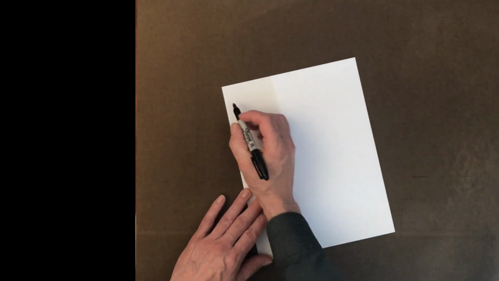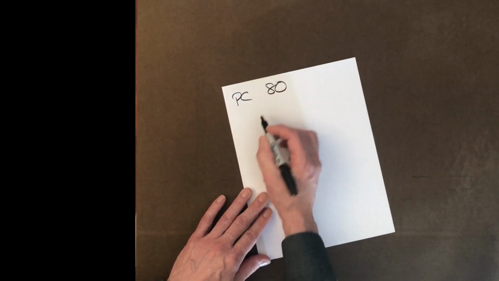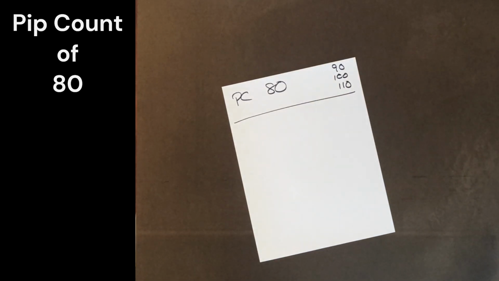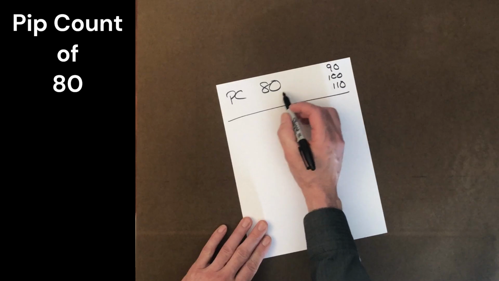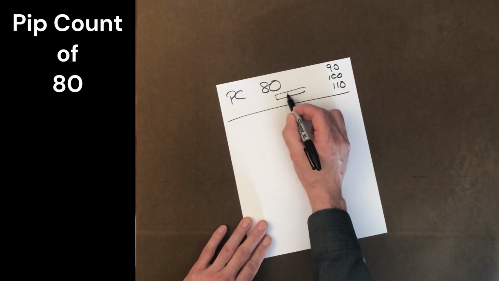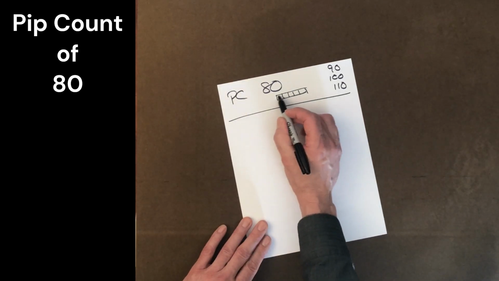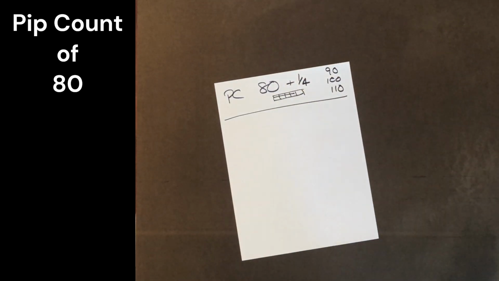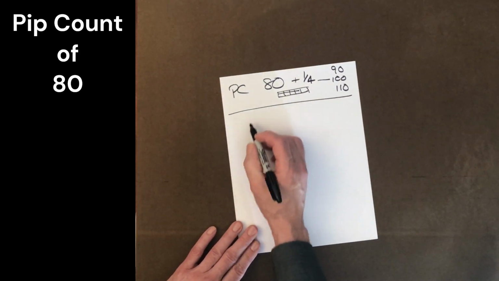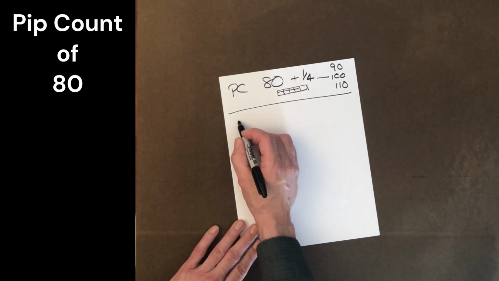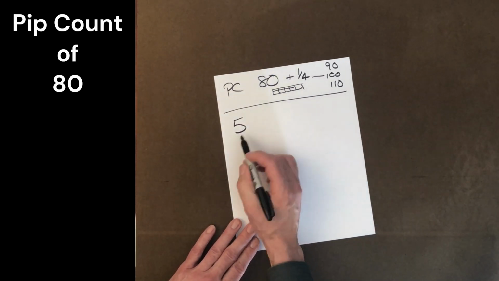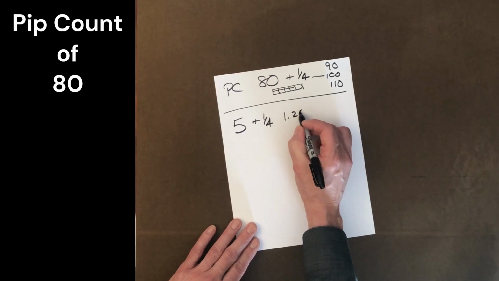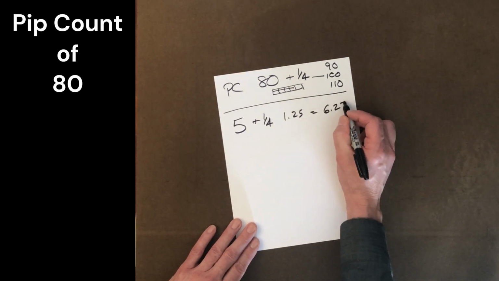Next one we're going to look at, we have a pip count of 80. Our targets are 90, 100, and 110. Well, 80 is right there. So we're going to add 1/4. Gets us right to 100, right where we want to be. So you have a pip count of 5. Not always going to be easy. Pip count of 5, we're going to add 1/4 of 5. 1.25. 6.25%.